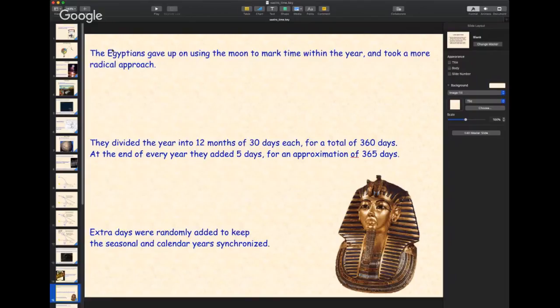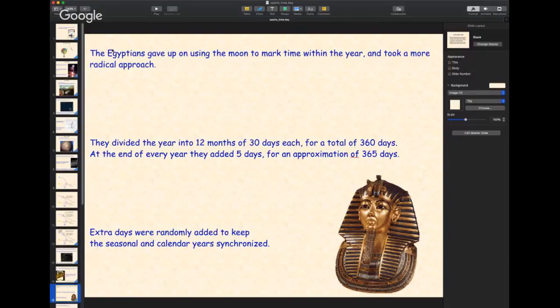So the Egyptians took a more radical approach. So this is the first attempt at imposing rules for the calendar year to keep in touch with the seasonal year. Instead of just doing things randomly when it felt good, when it looked like it was a little too far out of sync, okay, let's do something a little more orderly. And so the Egyptians were the first to give up on using the moon to mark the month, and they took a more radical approach. So they are the ones that divided the year into 12 months. There's our 12, right? 12 months, 12 hours a day, 12 hours a night, all from the Egyptians, Babylonians.